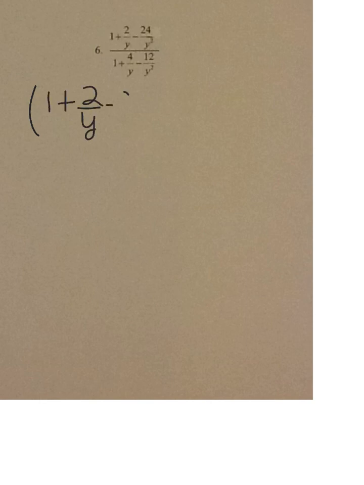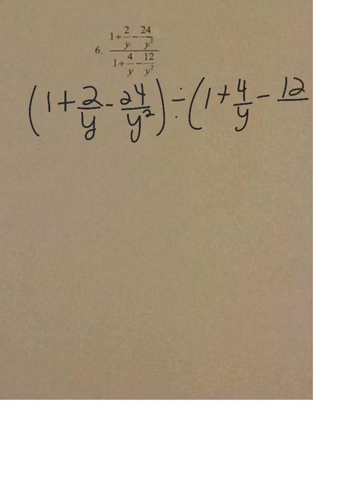Okay, so I'm going to start by rewriting it. So I have 1 plus 2 over y minus 24 over y squared, divided by 1 plus 4 over y minus 12 over y squared. Okay, so I notice in the first parentheses, I have a 1 over 1, and I have a y and a y squared. So I'm going to have to get the y to become a y squared by multiplying numerator and denominator by y. And I'm going to have to get the 1 to become a y squared by multiplying numerator and denominator by y squared. So I'm going to multiply by y squared here, and by y here.